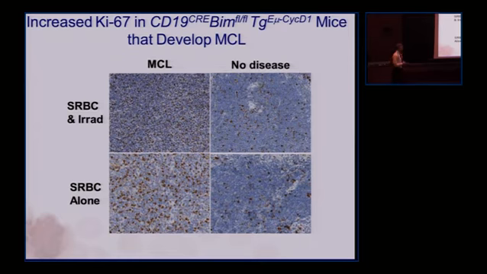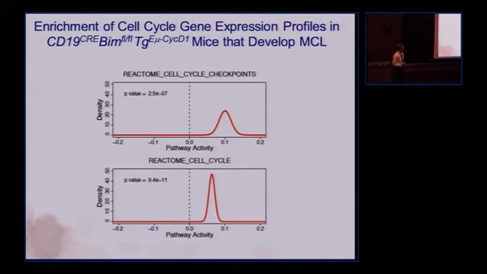And this was also confirmed genetically by using microarray, where we took all of the mice that developed the disease and compared it to the mice that didn't develop the disease, regardless of what treatment regimen they got, and found an enrichment, using quantitative SAGE in collaboration with Steve Kleinstein's group, for numerous cell cycle profiles, including the Reactome cell cycle and cell cycle checkpoints shown here.